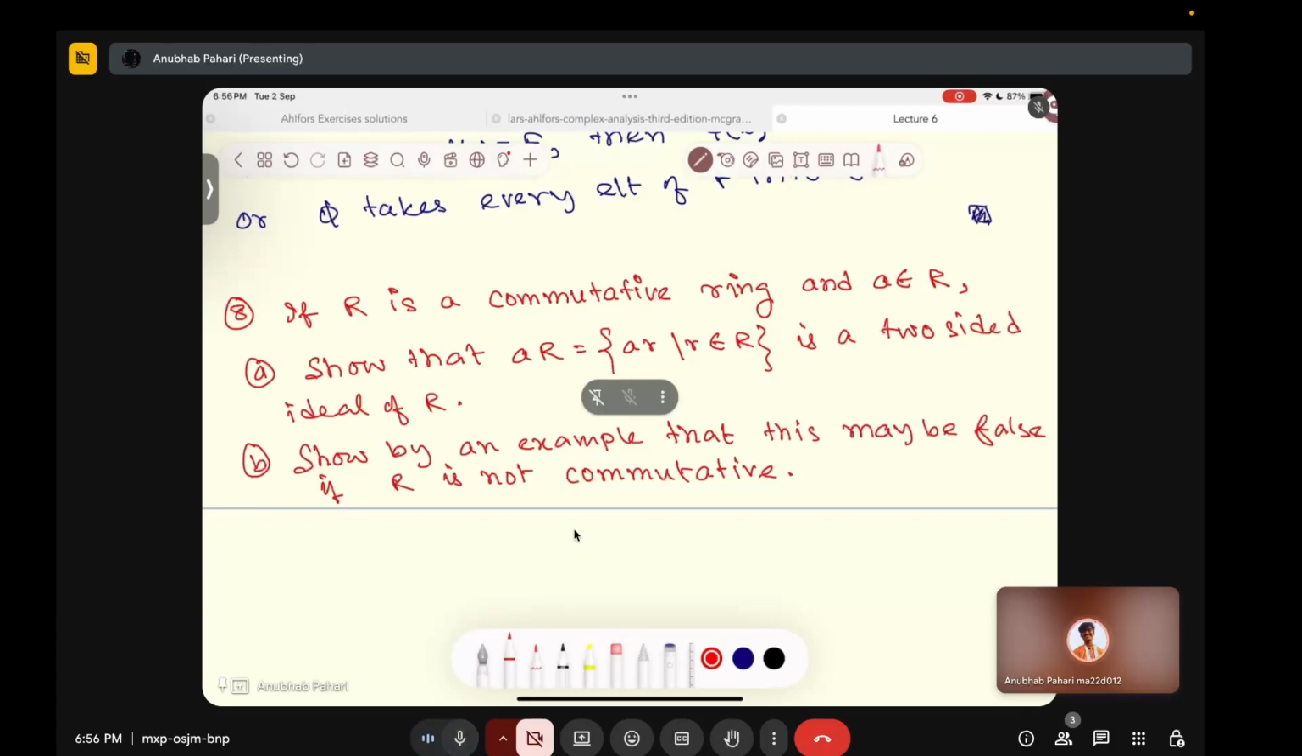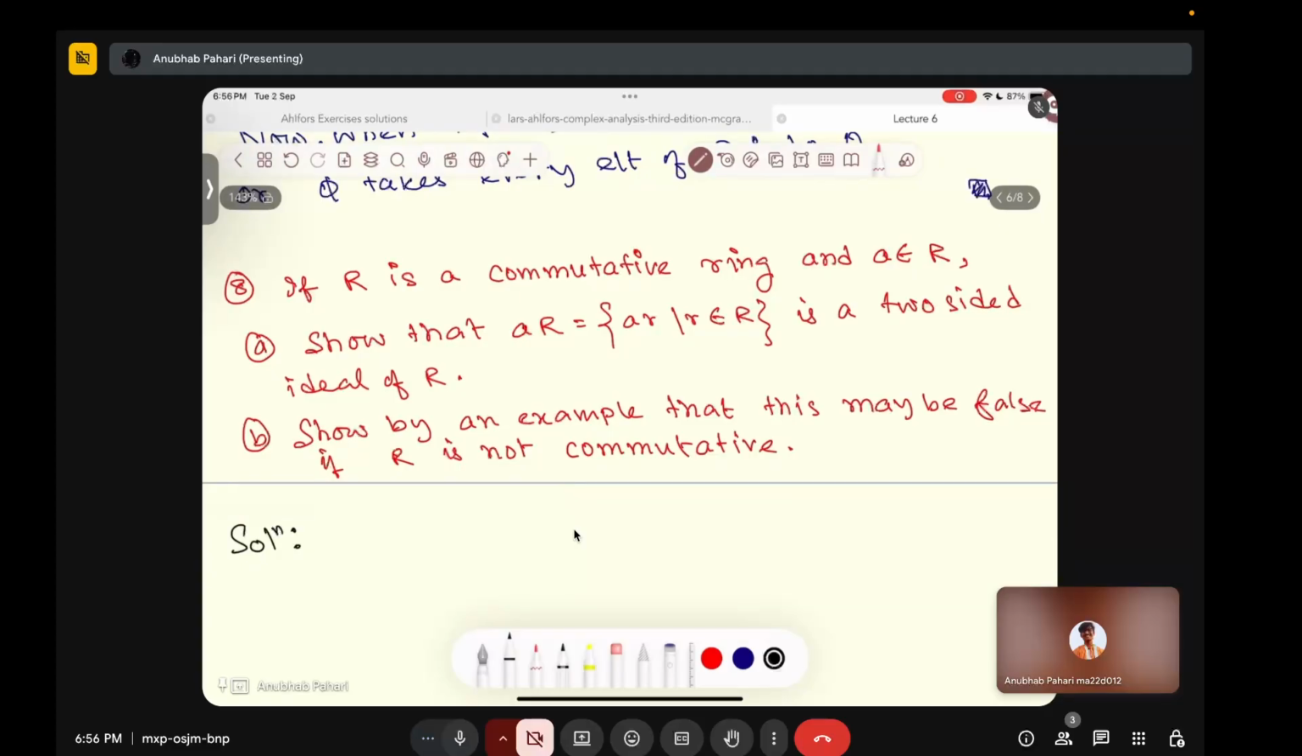So let us start solving this. For part A, first we will show aR is a subgroup of R.